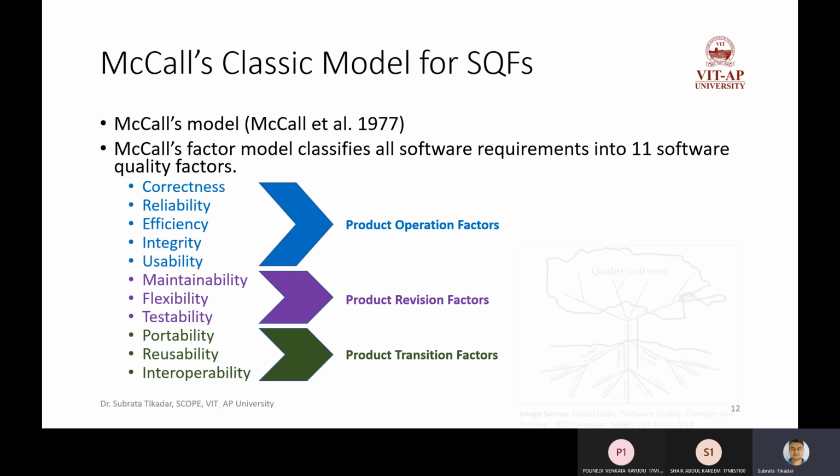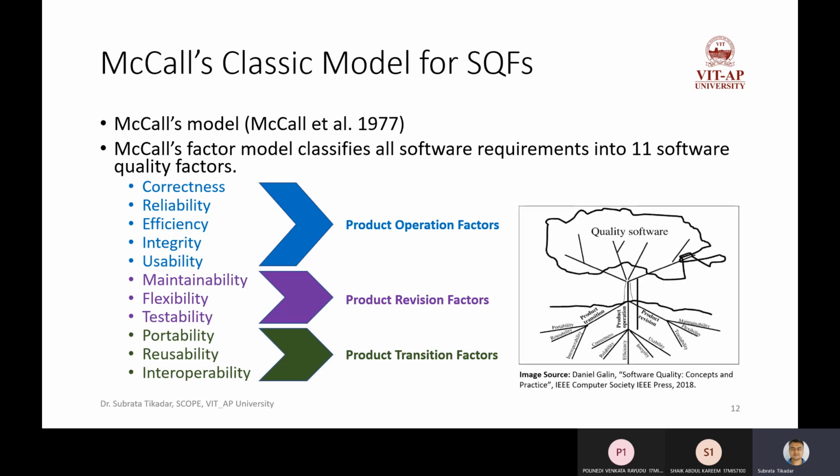To remember, you can refer to this diagram that is designed by McCall et al. themselves, where product transition, product operation, and product revision are presented as the main three roots of the quality software tree. And each of these factors of these three categories are again presented as sub roots of this main tree. Now let us know each of these factors one by one. So what is correctness, what is reliability, what is efficiency, what is integrity, and so on.